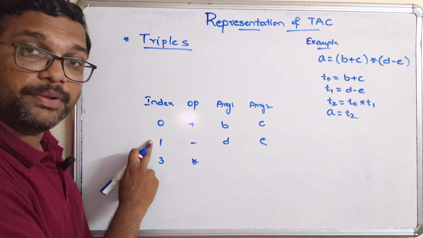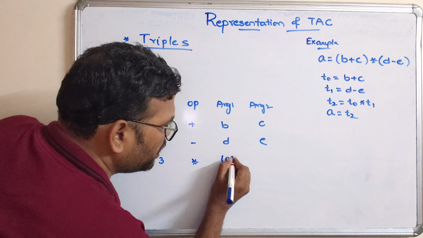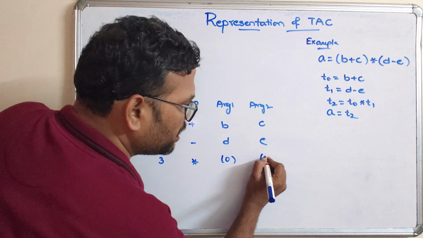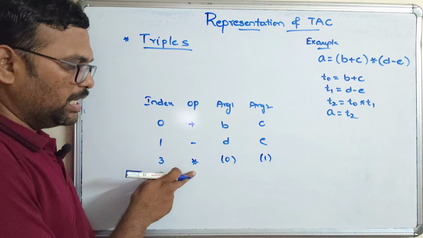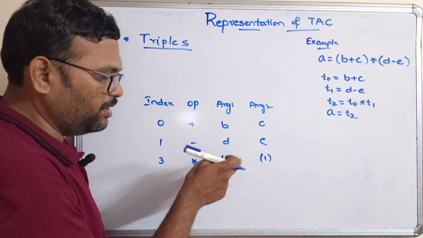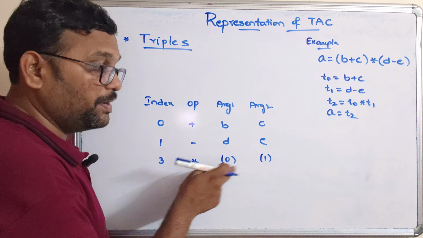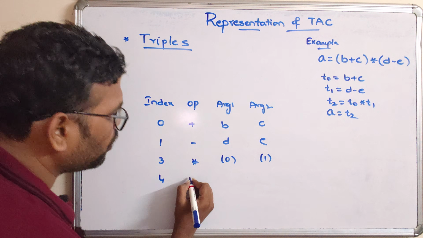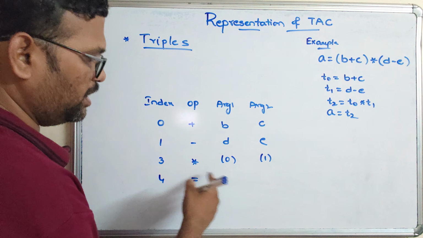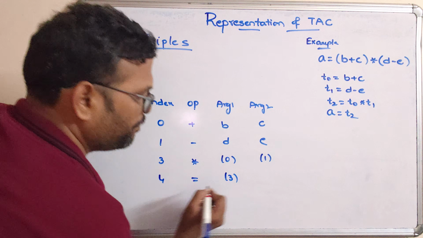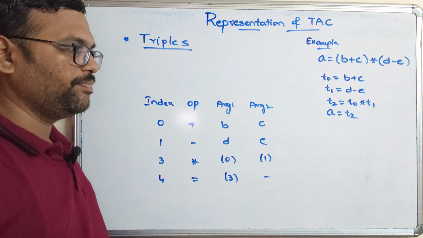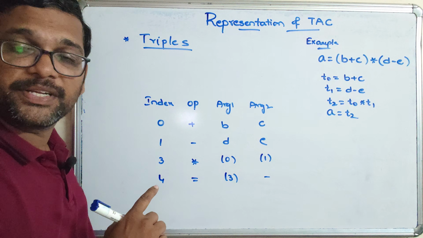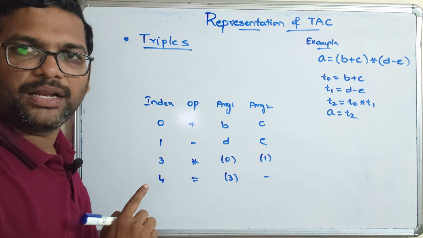First triple, second triple. So we are using the same thing. This is the first triple and the result of the second triple. So the multiplication is to be done between the first triple result and the second triple result. And 4, which is an operator, is the result of this one, the 3, and here there is nothing. So this is the representation of triples.